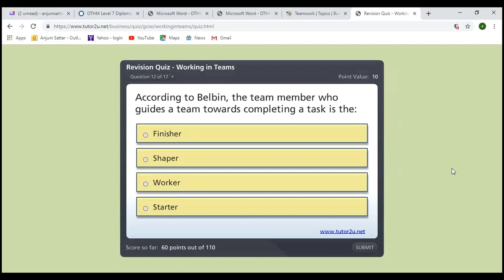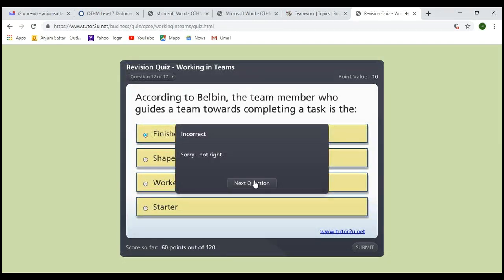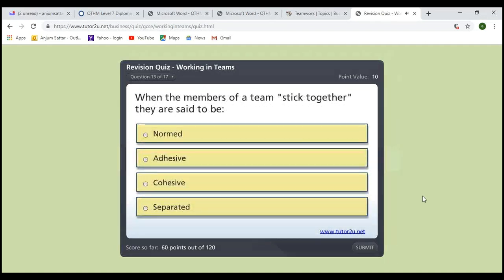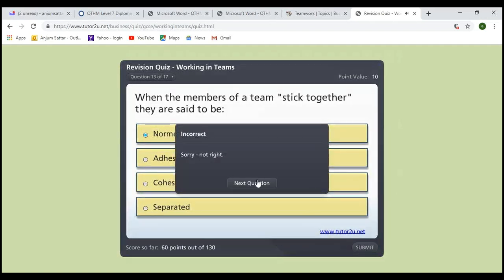Okay, according to Belbin, the team members who guide the team toward completing the task is called? Finisher. It's completer finisher, the second one. Okay, we'll go back. And the members of the team who stick together, they are said to be? Normed.